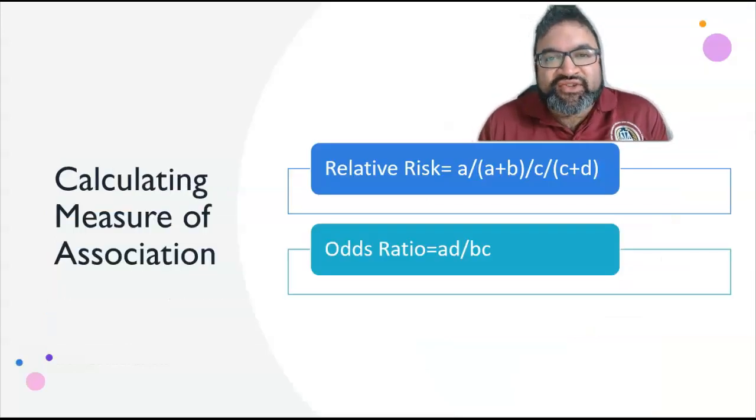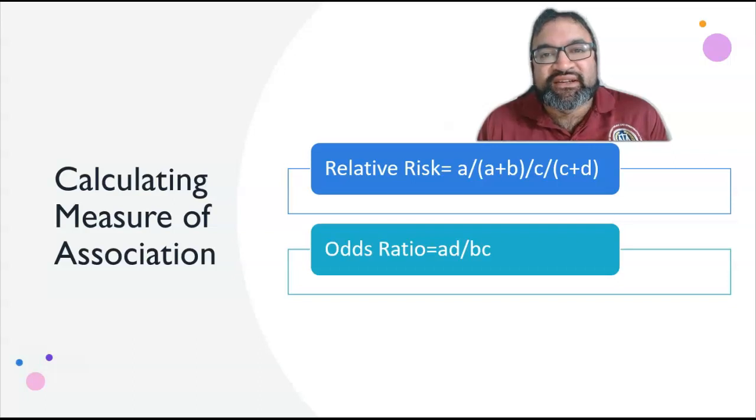So calculating measures of association. The main ones that you want to look at is odds ratio and relative risk ratio. And the odds ratio typically is calculated from cross-sectional studies and then case control studies. For cohort studies, relative risk is the main measure of association.